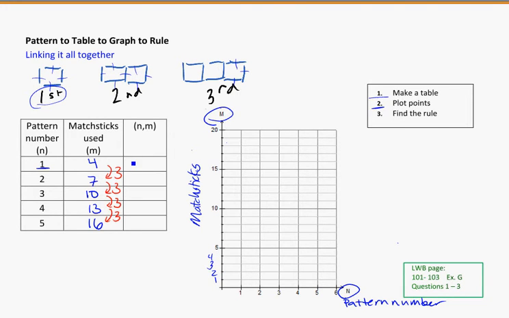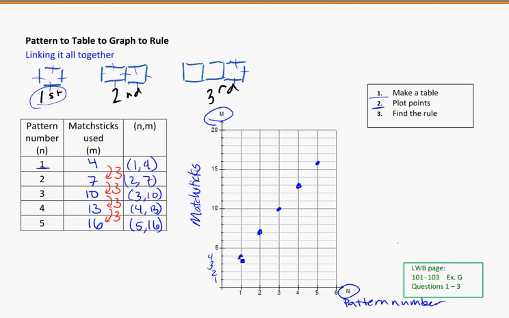Now I can actually plot these points, remembering that I need them to be in pairs, so I'm going to have 1, 4, we'll go over 1 and up 4. I'm going to have 2, 7, so over 2 and up to 7. 3 and 10, over 3, up to 10. 4 and 13, over to 4, up to 13. 5 and 16, over to 5 and up to 16.